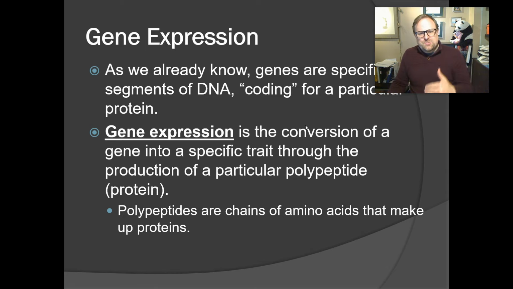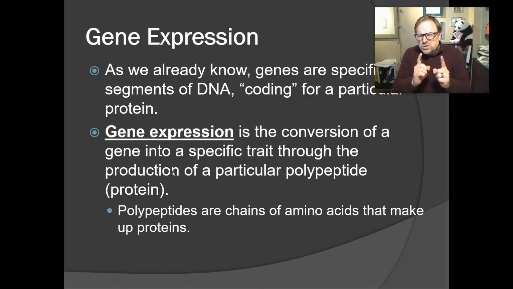So gene expression is the conversion of a gene into a specific trait through the production of a particular polypeptide or protein. Okay. Remember from Bio 20, a polypeptide is many peptides stuck together. And let's keep it simple. A peptide is 2 or more amino acids stuck together. So a polypeptide is a super long chain of amino acids all stuck together.